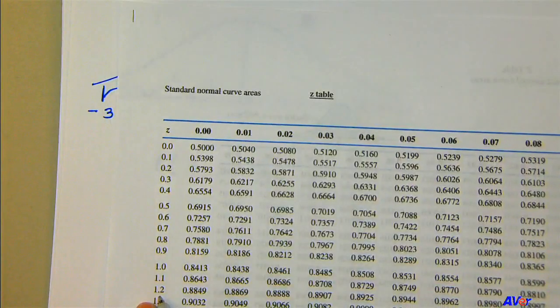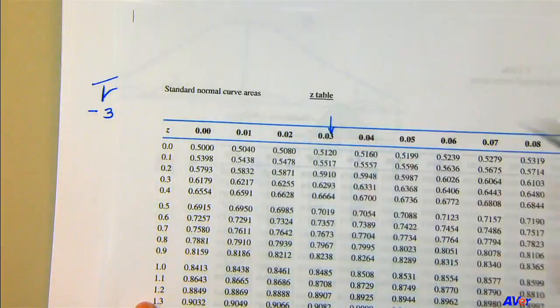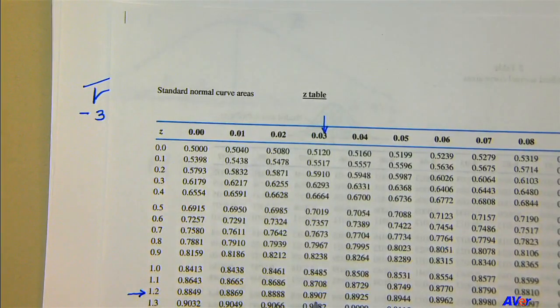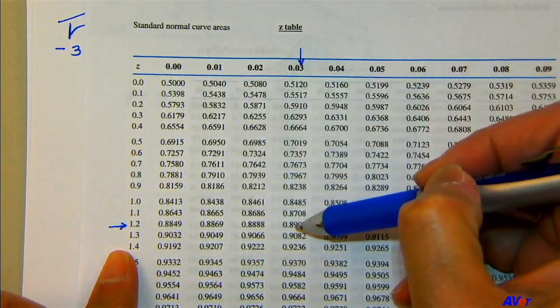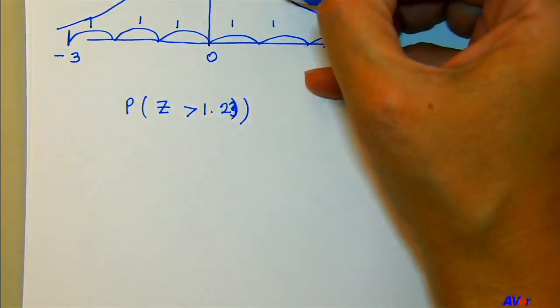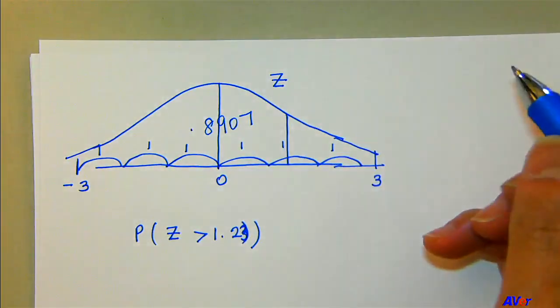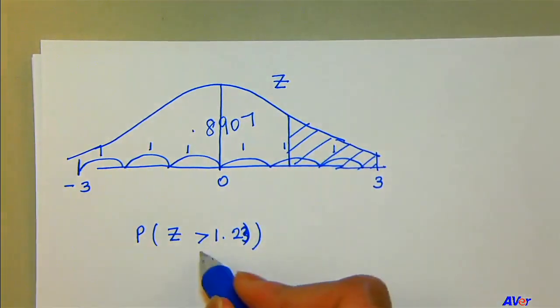So I go to 1.2, and then this 3 is the hundredths place, and the 1.2 was taken care of here. So when I go to the intersection of 1.2 row and 03 column, I get 0.8907. Now mind you, 1.23 is here. 0.8907 is this area, but that's not the part I want. I want this, because it says greater than.